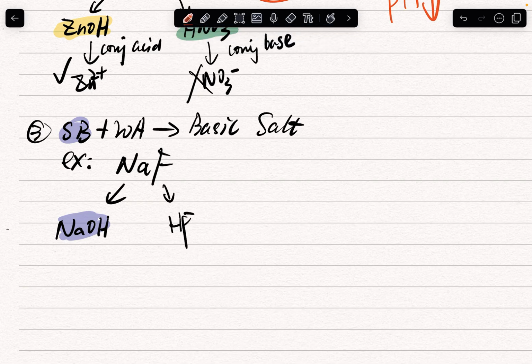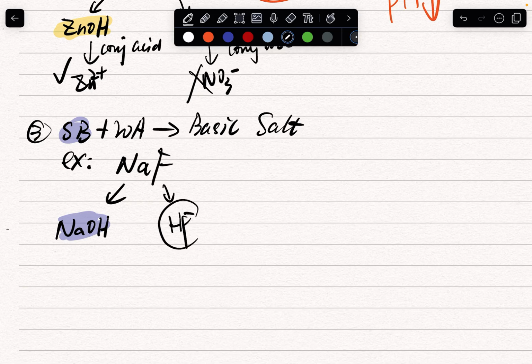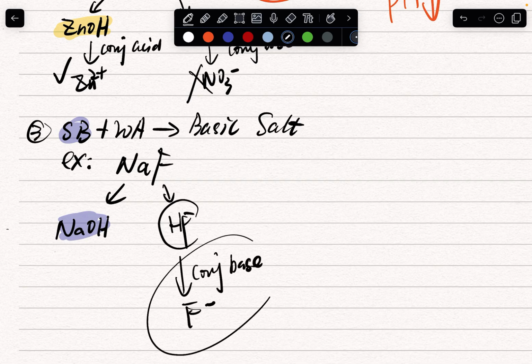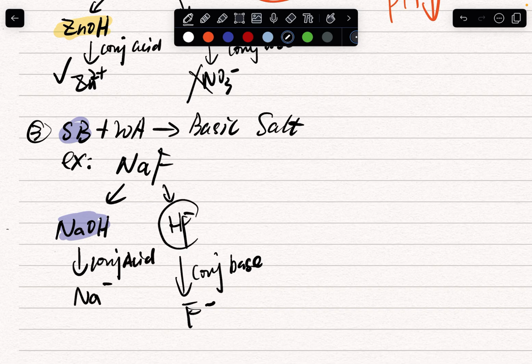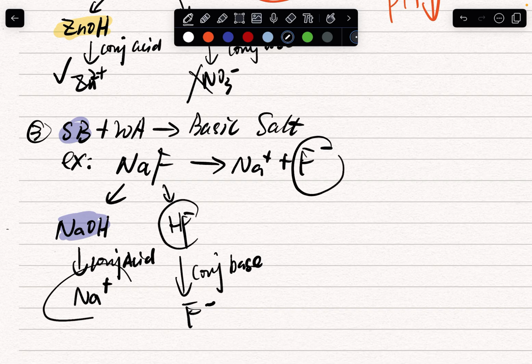All right, so now we can tell that because it's a weak thing, right? This weak stuff, its conjugate base, F minus, we cannot ignore the basicity, right? Whereas this one, the conjugate acid is Na plus, right? This acidity we can ignore. So when this salt breaks down into Na plus and F minus, this F minus is contributing the basicity, right? So we say, oh, this salt is a basic salt.